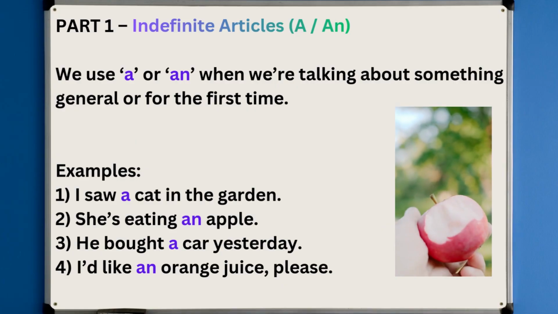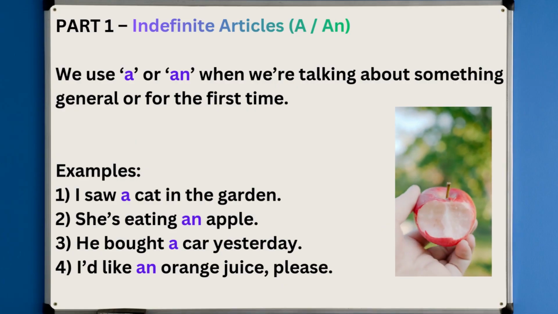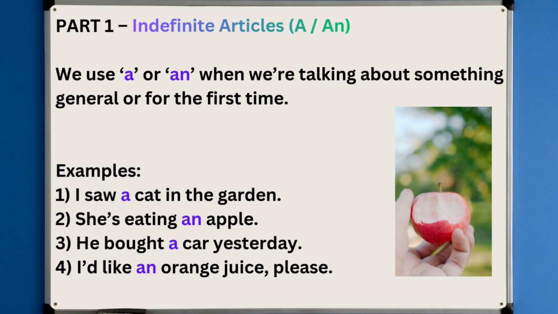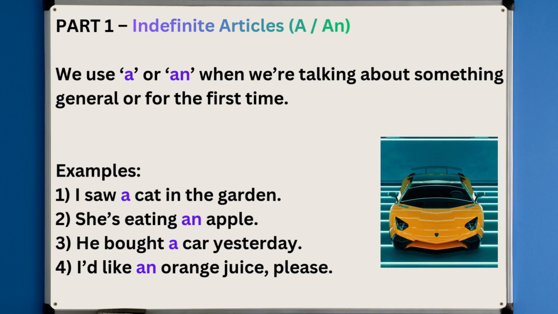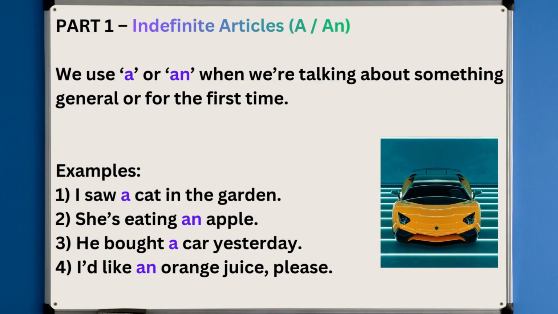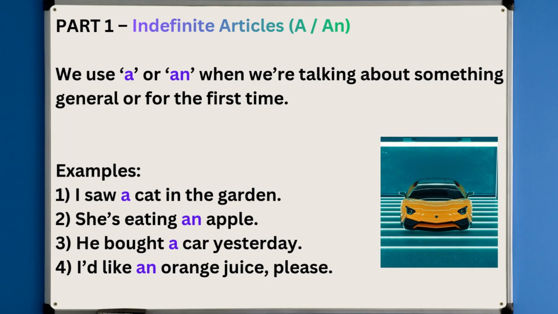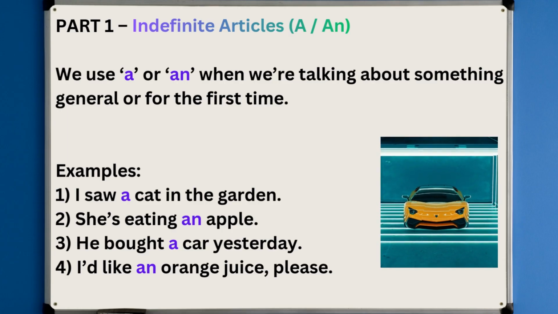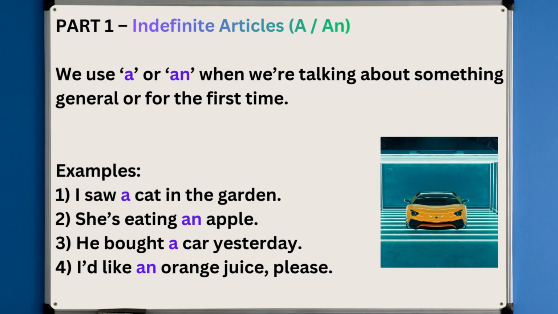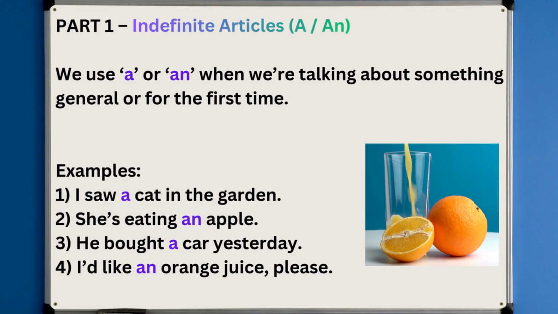She is eating an apple. I don't care what apple, just an apple. He bought a car yesterday. Maybe we don't know what car he bought. We don't know the model of the car. He bought a car, a random car, yesterday. It doesn't matter what kind. I would like an orange juice, please. I'm not pretentious. I just want a glass of orange juice.